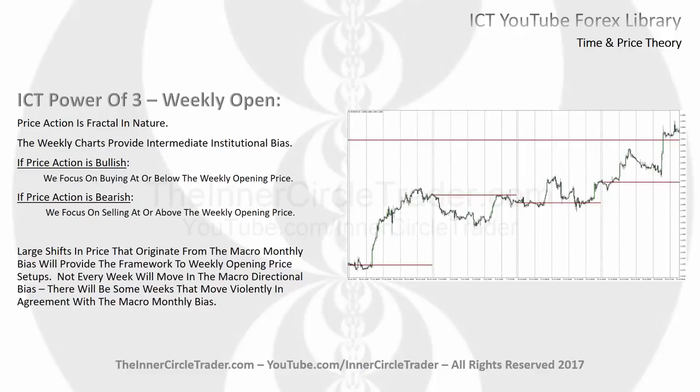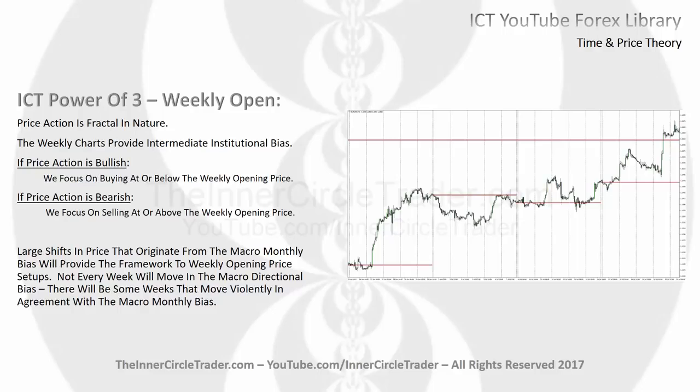Now, large shifts in price that originate from the macro monthly bias will provide the framework to weekly opening price setups. Now, here's a key point. Make sure you remember this because it's not that every week is going to be bullish or bearish. Not every week will move in the macro directional bias. However, there will be some weeks that move violently in agreement with the macro monthly bias. So just like we have retracements on any other time frame, we may be longer term bullish on the macro monthly perspective, and in the weekly we may be enduring some measure of retracement or consolidation.